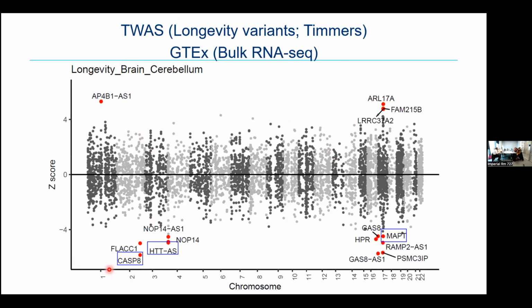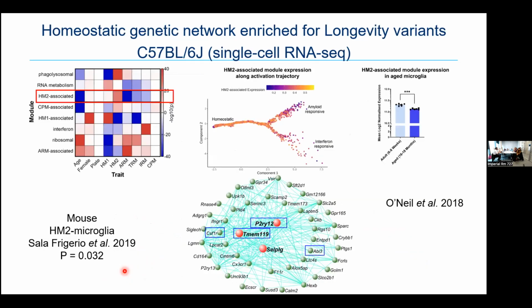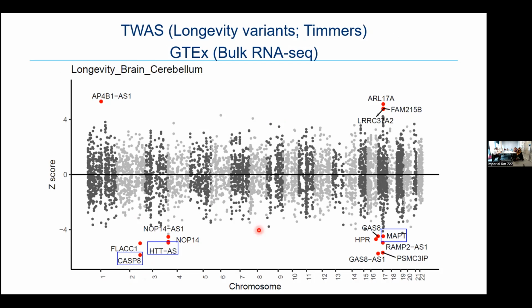So we saw a significant hit for caspase 8. Most of you will recognize that for its roles in apoptosis and necroptosis. What this is telling us is that allele-dependent changes in gene expression of caspase 8 are associated with increased lifespan. And we found that caspase 8 was actually expressed by homeostatic microglia. So it's part of this network.